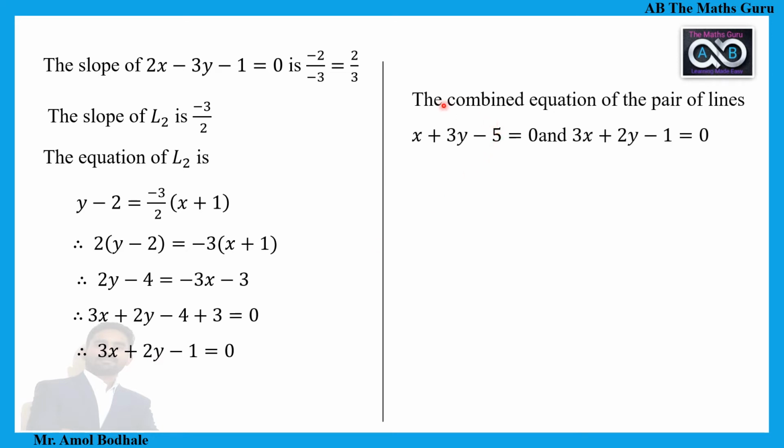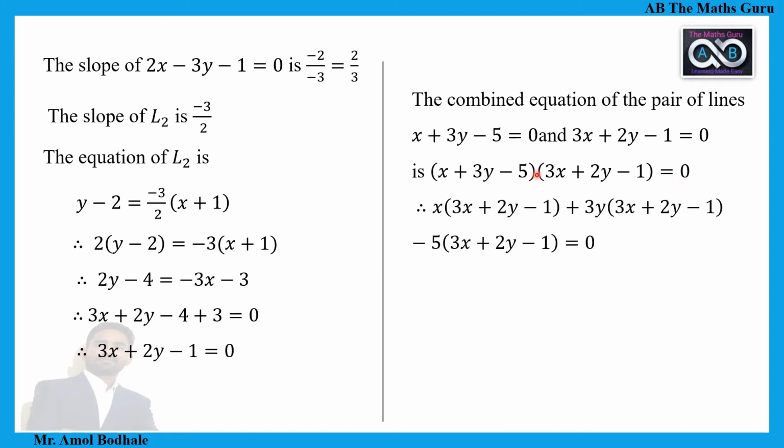So therefore, the combined equation of the pair of lines x plus 3y minus 5 equal to 0, which is the equation of L1, and 3x plus 2y minus 1 equal to 0, which is the equation of L2, is the product of those equations, that is (x plus 3y minus 5) into (3x plus 2y minus 1) equal to 0. Let's simplify this. x will multiply the whole bracket, 3y multiplies the whole bracket, and minus 5 multiplies the whole bracket.